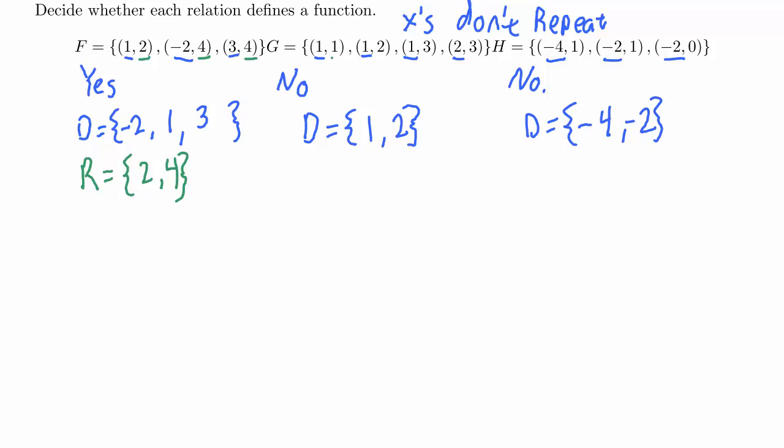Look at g. Here's a y, here's a y, here's a y, here's a y. So the y values are 1, 2, 3, and 3. Just remember, don't repeat the y's when you write down the range. So you have 1, 2, 3. Now look at h. 1, 1, 0. So again, the range in this case will be 0, 1.